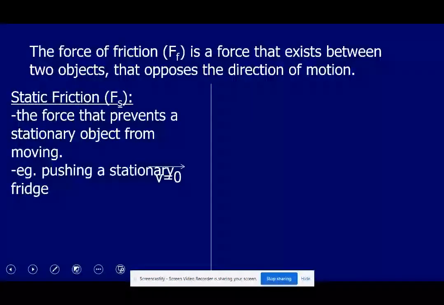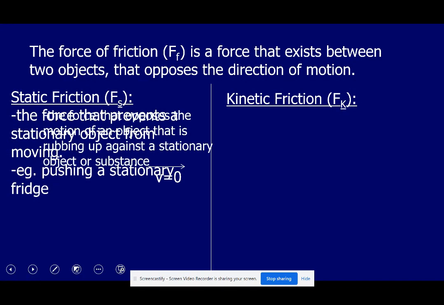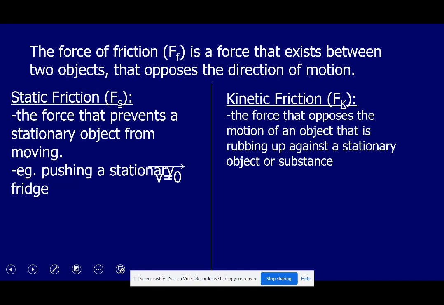Kinetic friction, FK, or again, I usually just call them both FF, is the force of friction that opposes the motion of a moving object. Like if you're sliding a trunk or skating or letting a car come to a rolling stop, there's going to be friction. So in this case, there's already a velocity. In some cases, there's no forward force. All there is is a force of friction backwards.